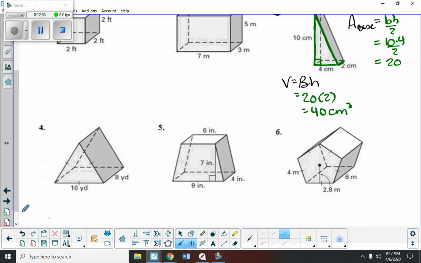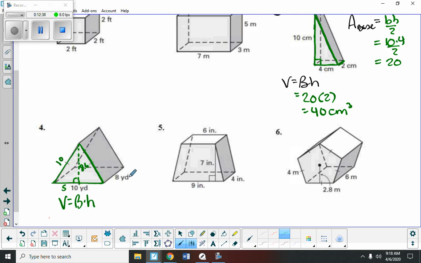All right, and then here's another one, number 4. This is a lot like the problem that we just did. We have to find the base again, which is a triangle. We know that this side is 10, but we need to find the perpendicular height. This side is also 10, so this would be 5. And if we do the Pythagorean theorem, these are the same numbers as we had on that last example. This was 8.6.